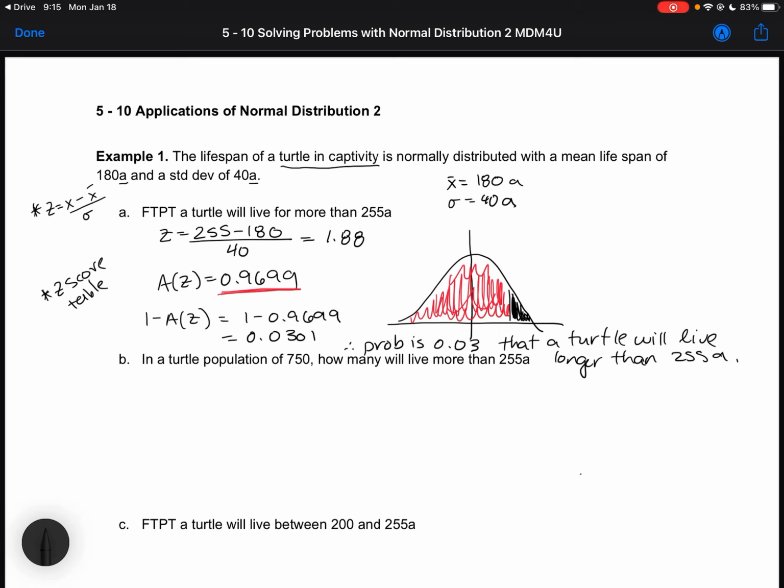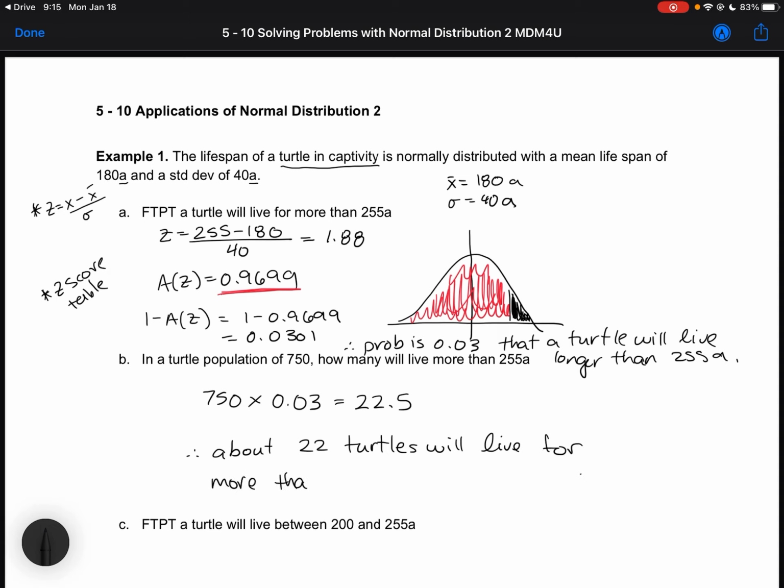255 years. The next thing that we're going to do is calculate the expected value. In a turtle population of 750, how many will live more than 255 years? So I have 750. My chance of success, or the probability that a turtle is going to live that long, is 0.03, which works out to 22.5. So I can infer that about 22 turtles will live for more than 255 years.